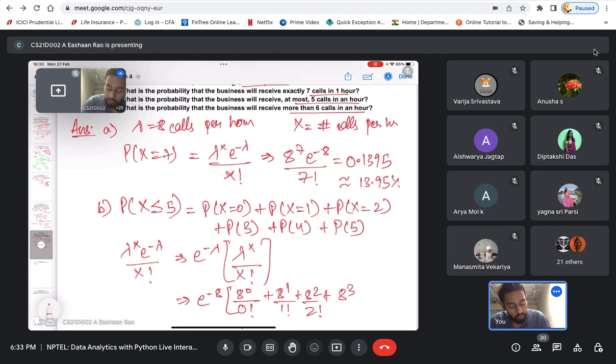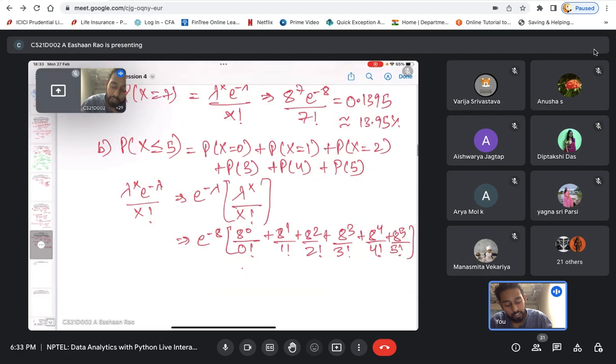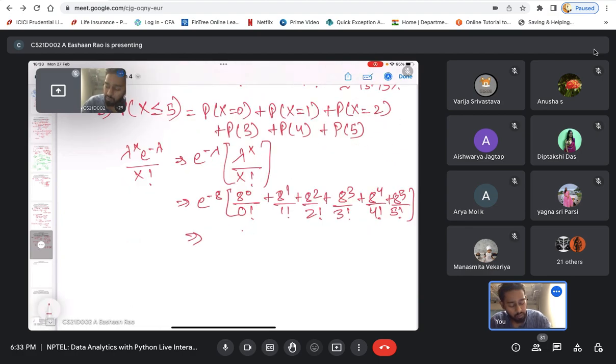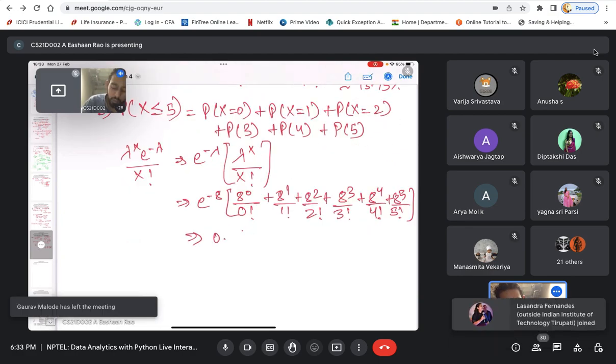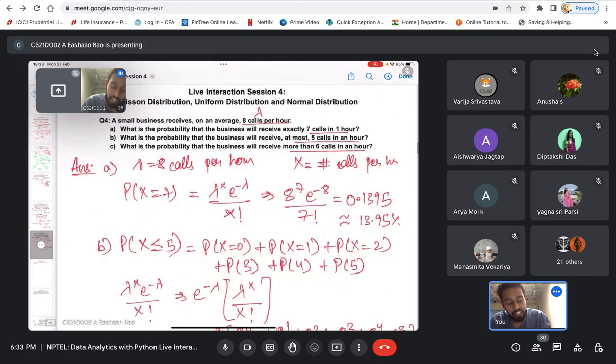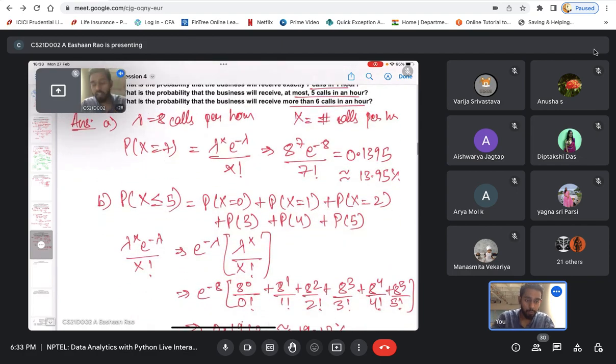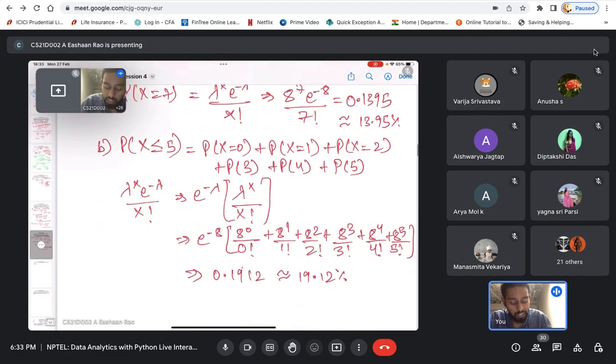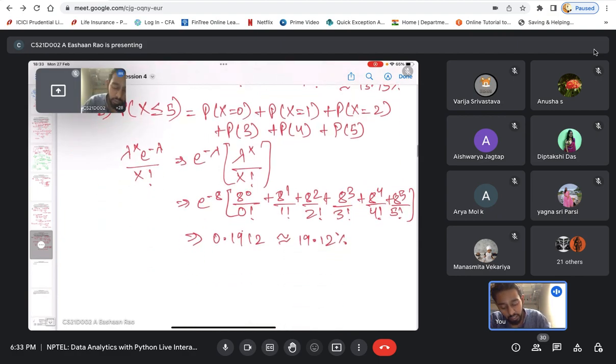Similarly, like that, this will simplify the calculation, and then if you calculate it, it will come down to 0.1912, which is equivalent to 19.12 percent. So that means there's a 19.12 percent chance that a business will receive at most 5 calls in an hour. So that's how you can calculate for those scenarios.